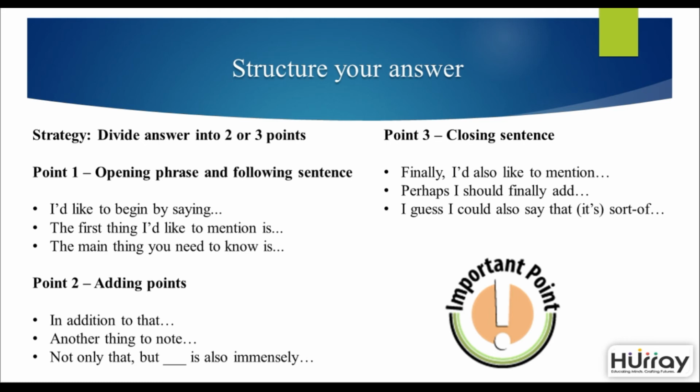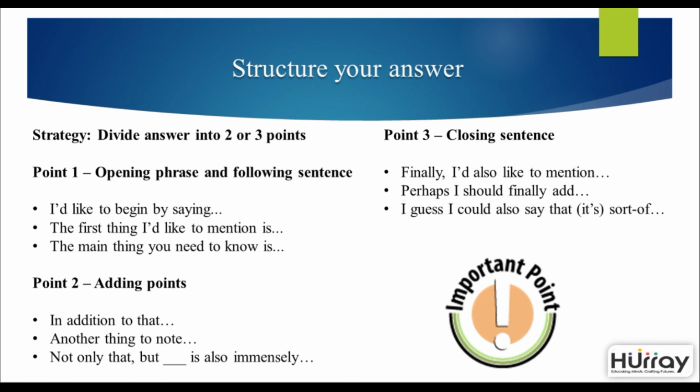The second strategy is to use adding points. You can add points to what you have already begun saying. So, in order to add points, you can use transitional phrases like, in addition to that, and then add your next idea. You could also say, another thing to note is, and continue with your next idea. Or you could say, not only that, but blank is also immensely blank. So blank could be a noun there, is also immensely, and you could use an adjective after that. The point 3 is to give a closing sentence.